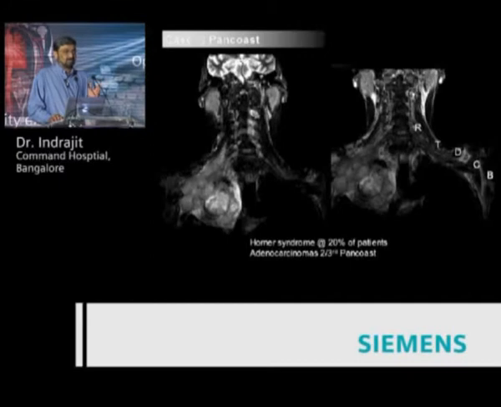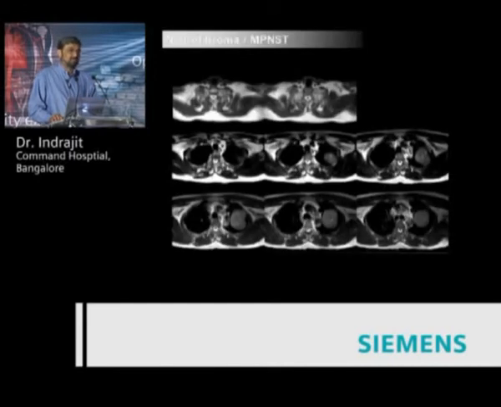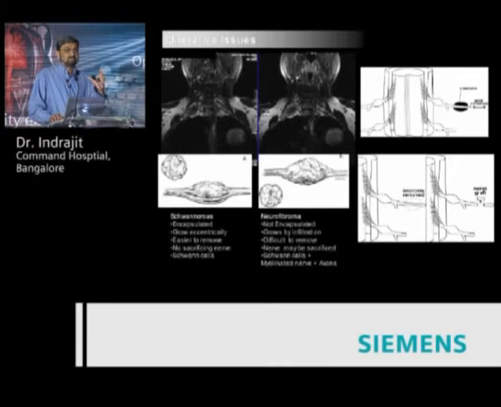And as an academic exercise, one can look for Horner syndrome and also find out whether it's adenocarcinoma, because two-thirds of them are adenocarcinoma. In neurofibroma, which is another rare condition but can happen at the brachial plexus, there are some operative issues. Like in this particular case, which was neurofibroma with a malignant peripheral nerve sheath tumor. Here's a lesion in the right brachial plexus metastasizing to the lungs, and the issue which usually comes up from the surgeon's side is: is it schwannoma, is it neurofibroma?